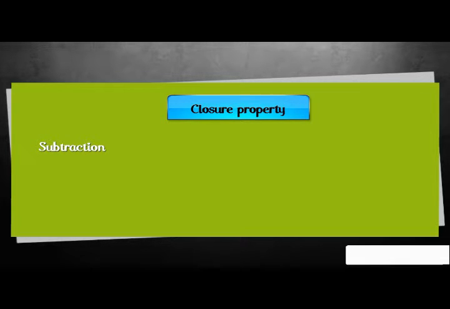Subtraction. First of all, we will see the closure property. We have two whole numbers 8 and 3. Subtracting 3 from 8, we have 5, a whole number.